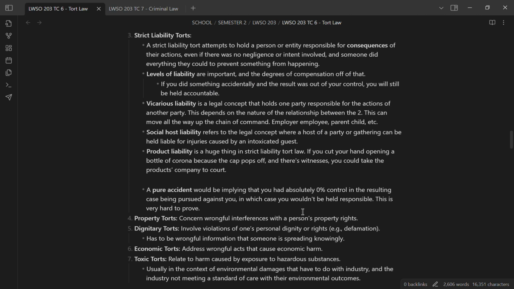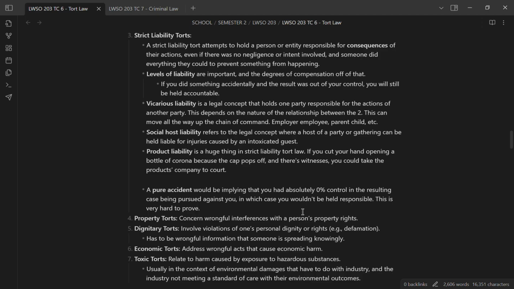Okay, so strict liability torts. This is a fun one. A strict liability tort attempts to hold a person or an entity responsible for consequences of their actions, even if there was no negligence or intent. So it's not an intentional tort. It's not an unintentional negligent tort. You're holding someone responsible for the consequence of their actions, even if they weren't negligent and there was no intent. And even if they did everything that they could do to prevent a thing from happening.